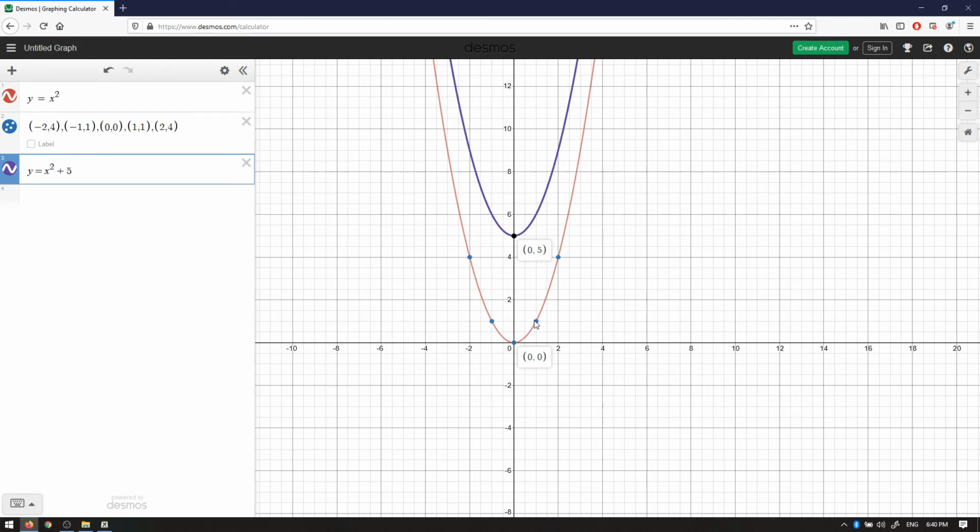So here I've got 1, 1, and over here I do not have 1, 1. I actually have 1, 6. The old y value was a 1 in the red, but now it is a 6 in the blue.